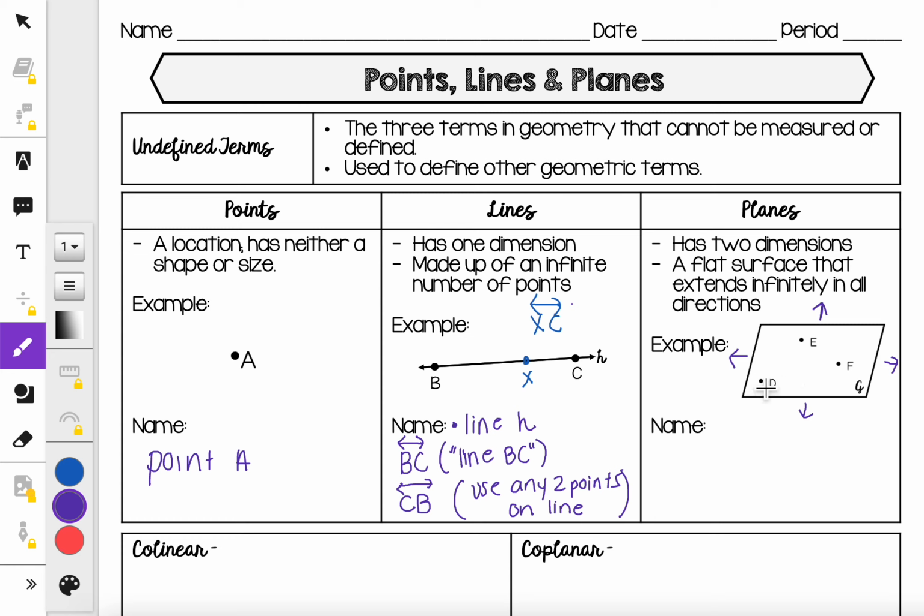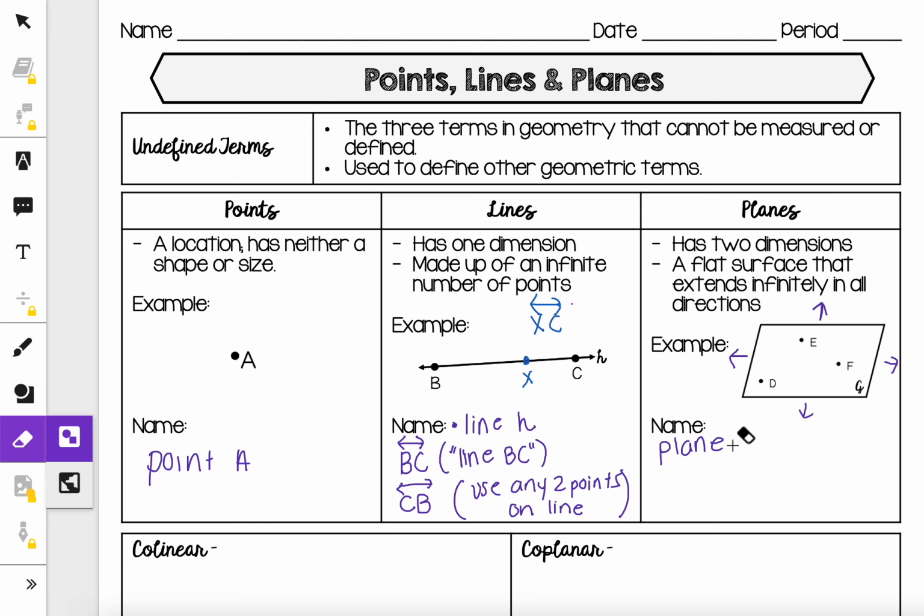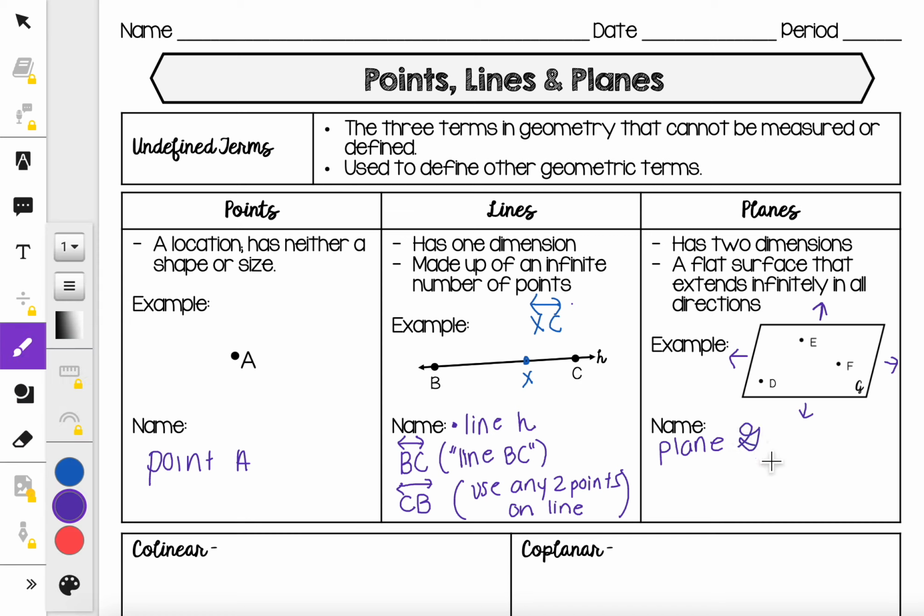When we go to name planes, there are 2 different ways that we can do it. The first is you'll see that sometimes there is an uppercase cursive letter in the bottom right corner, or really it could be in any corner of the plane. So here we could use plane, this is a cursive G. The font's a little weird. Let's do a real cursive G. So we could say plane G here. The other way that we could name it is plane DEF.